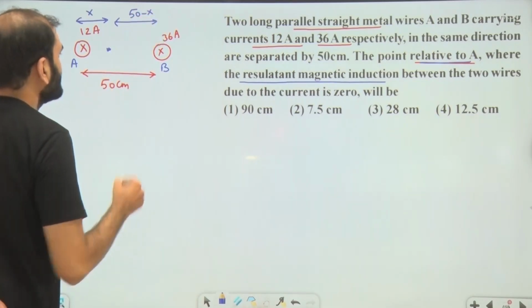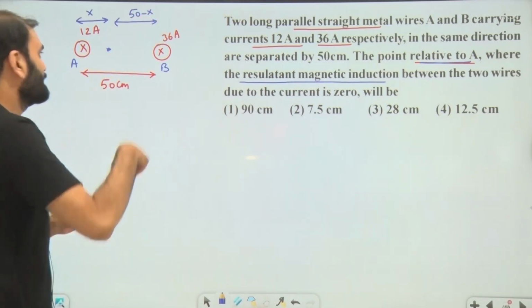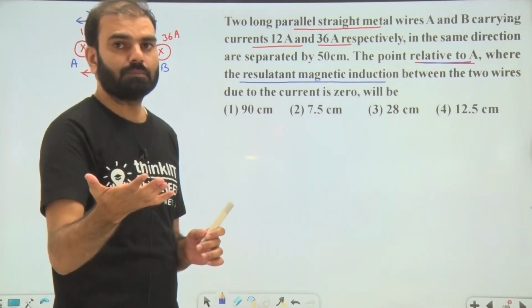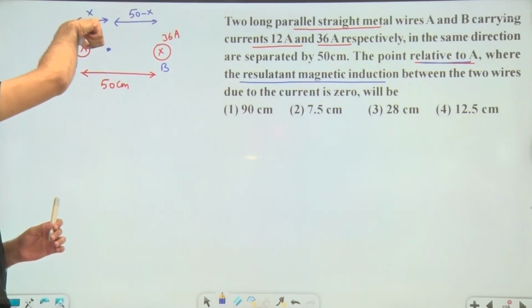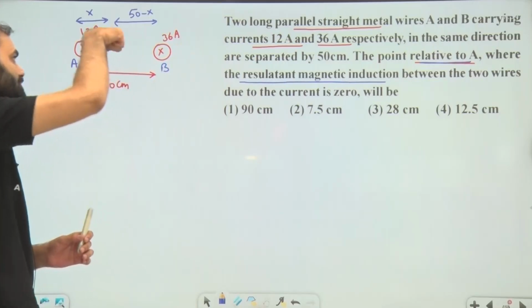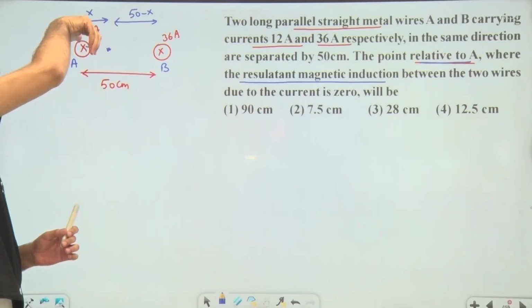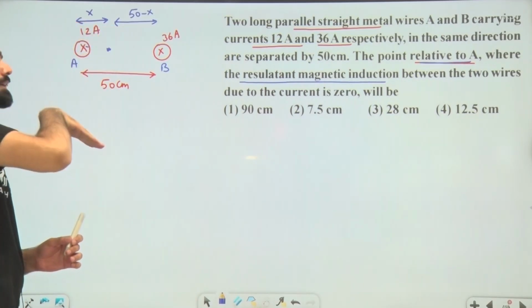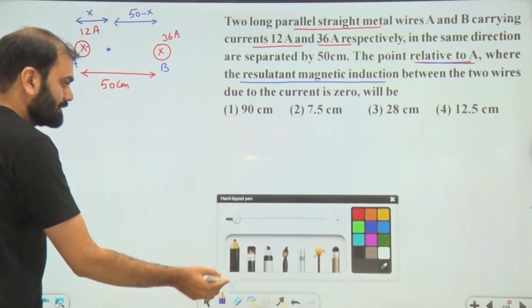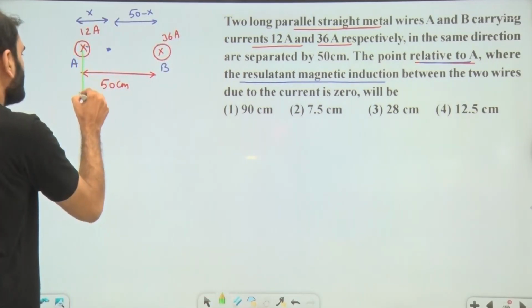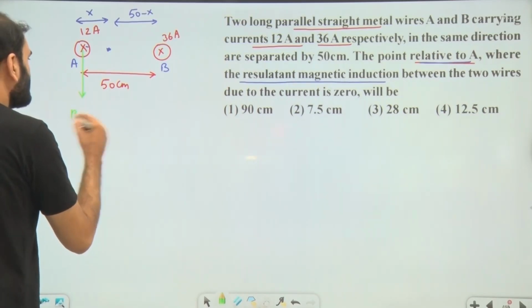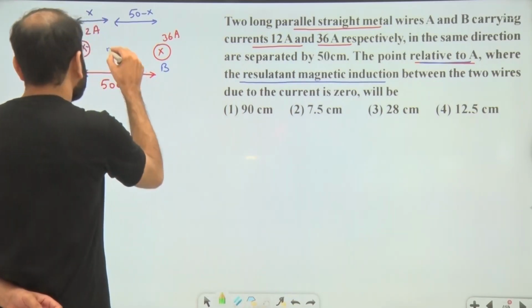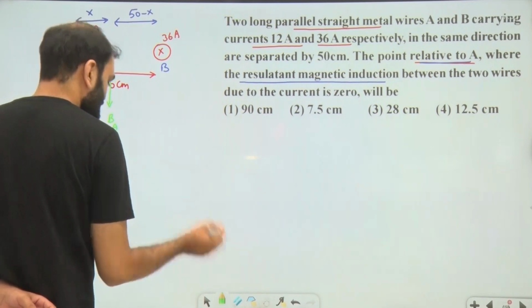Now you can see the current is into the plane, so use your right hand palm rule. Place your thumb in the direction of the current, which is inward, and spread your fingers towards the point where you have to calculate the magnetic field. The direction of the palm is coming out to be downward. So the magnetic field at that point will be in the downward direction due to wire A, and you can calculate the value of BA.